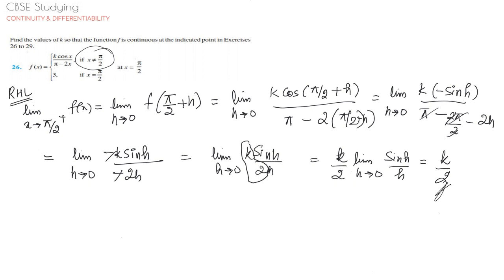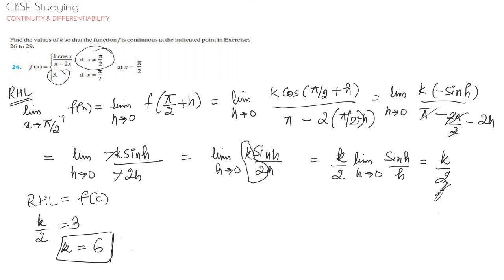Okay. Now, what are we going to do? We have to equate it to f of c. F of c, the value is 3. So you know that RHL will be equal to f of c in this case. So what are we going to do? Equate k by 2 equals 3. The value of k becomes equal to 6 after solving the equation. That's about it.